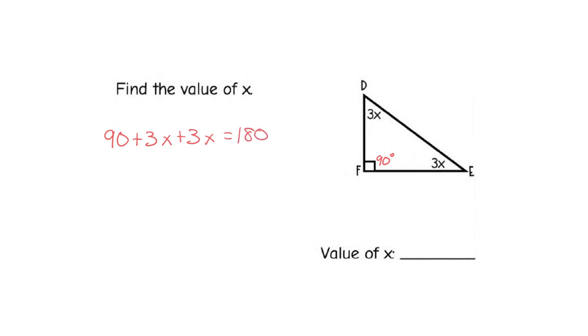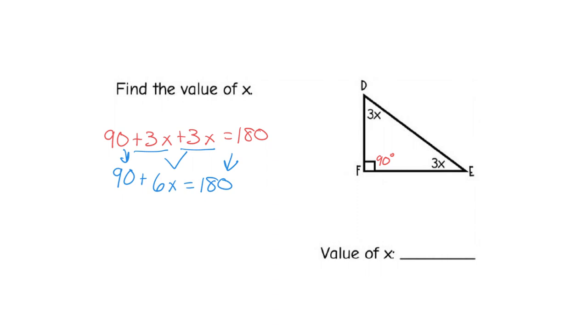First thing I want to do is combine like terms. So I have a variable term here, a variable term here. 3x plus 3x gives me 6x. Bring the rest of the information down. So bring that down, bring this information down, equals 180.